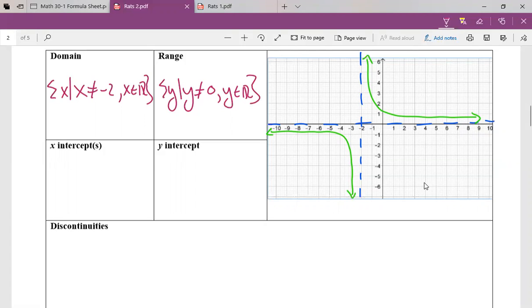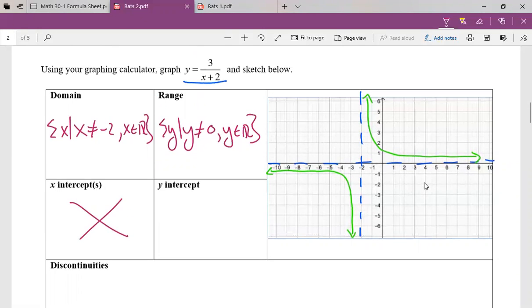Okay, our x-intercept, well, that's a fake. We don't have one, do we? Our y-intercept, well, we certainly have a y-intercept. Now, I don't think I drew that too accurately. To find a y-intercept, all you're going to do is let x equal 0. So I'm going to let x equal 0, and what do we get? We get 3/2. So our y-intercept is at (0, 3/2). Always write it as a coordinate pair, please. Okay, so I was pretty close when I drew that.